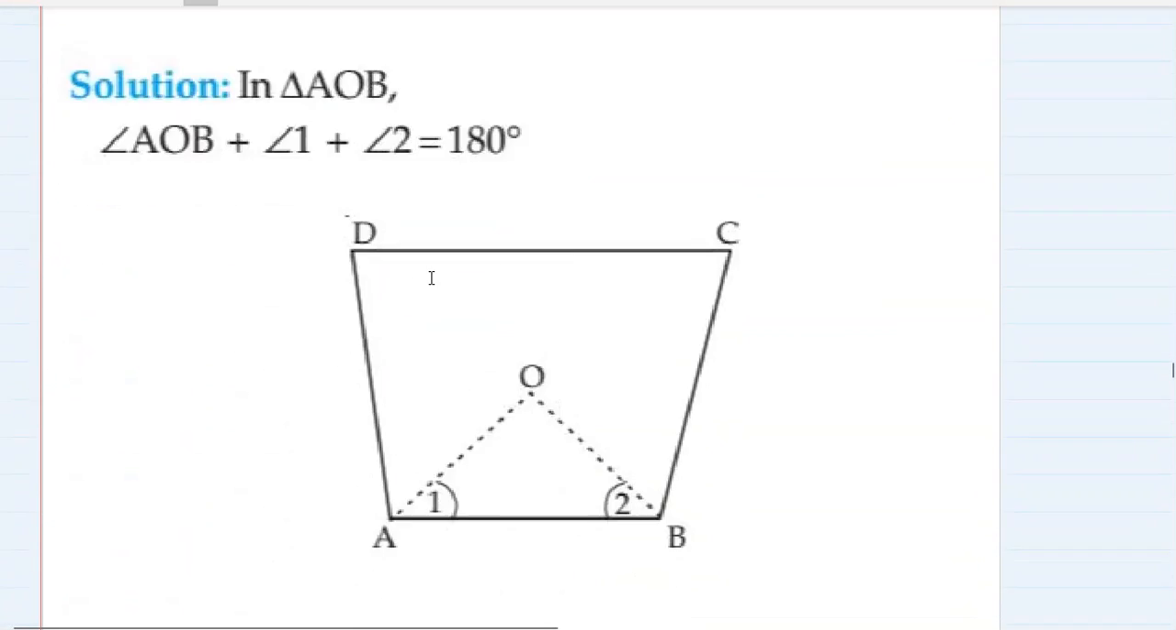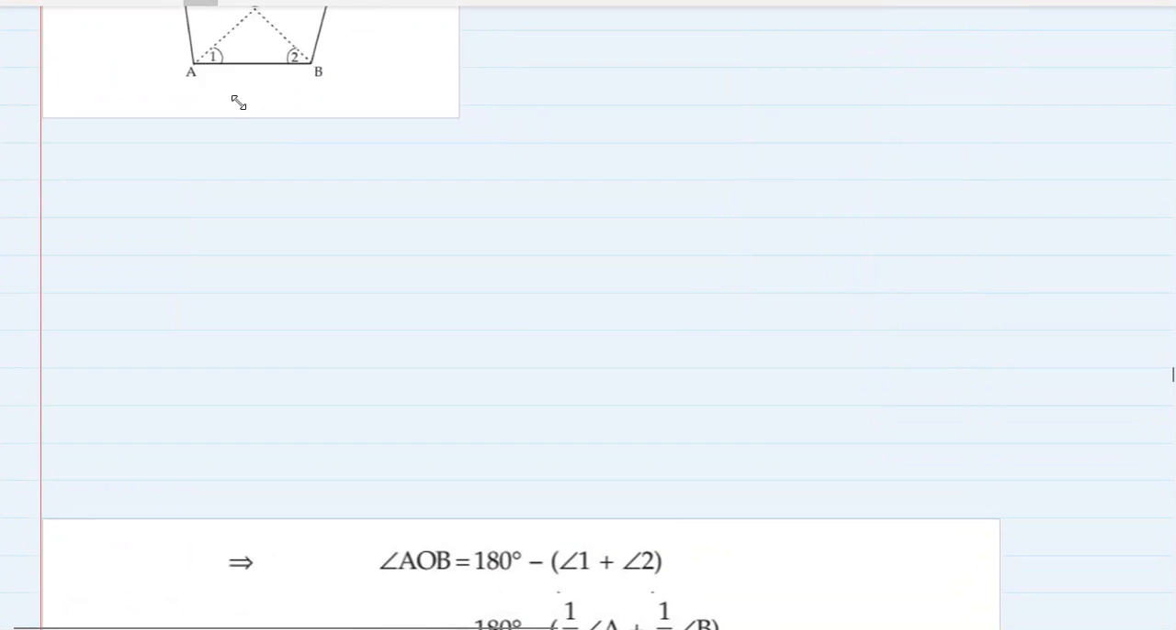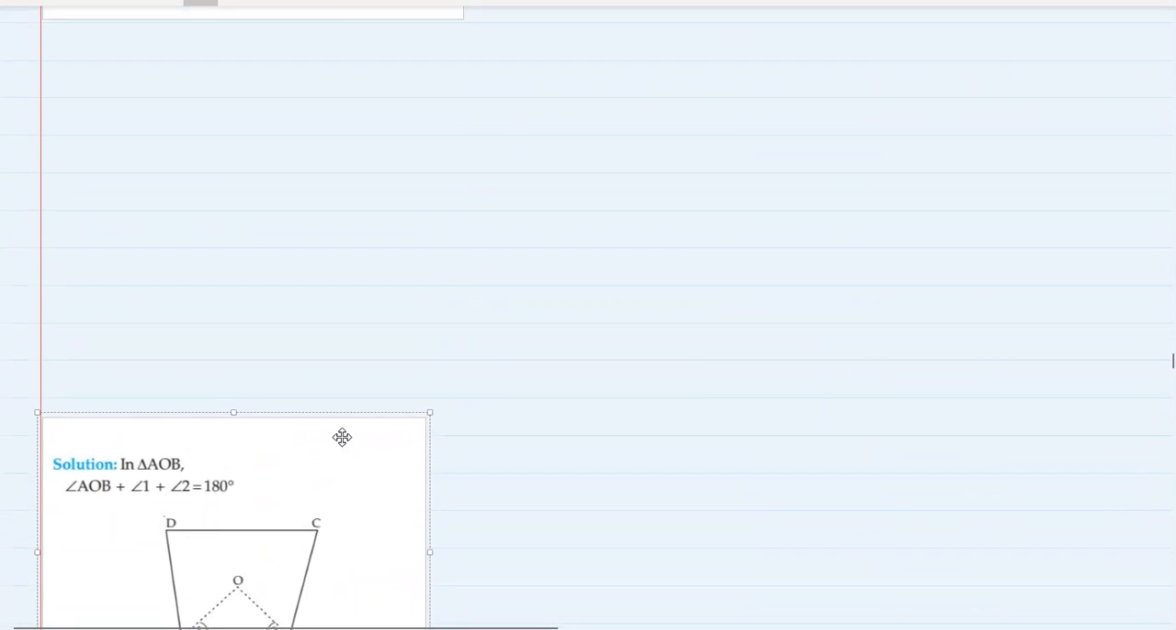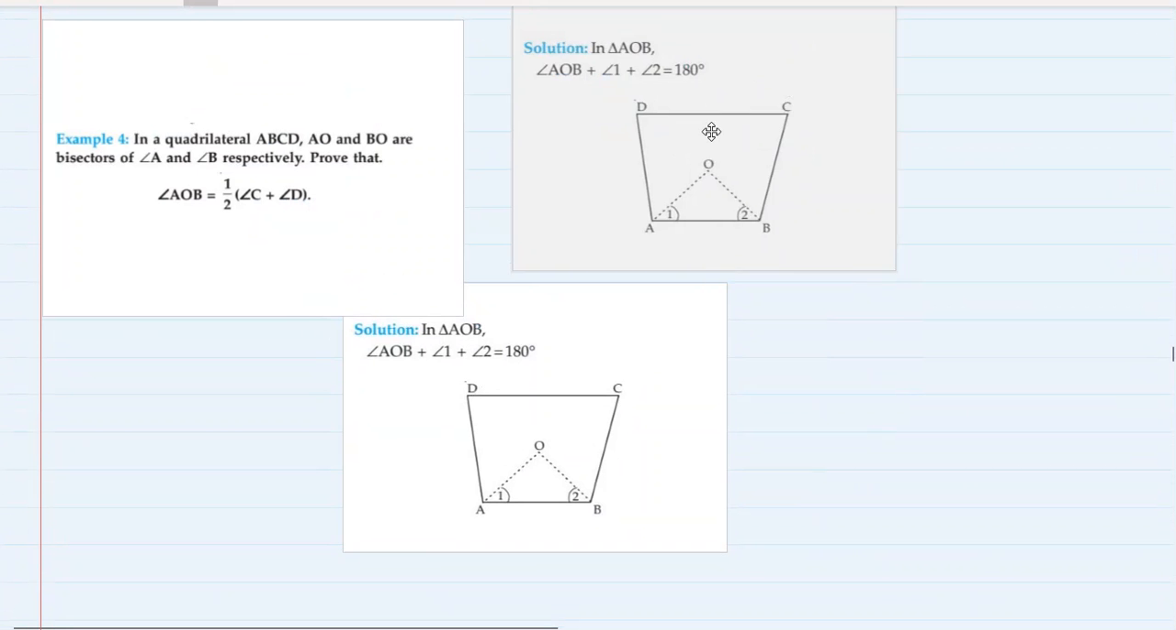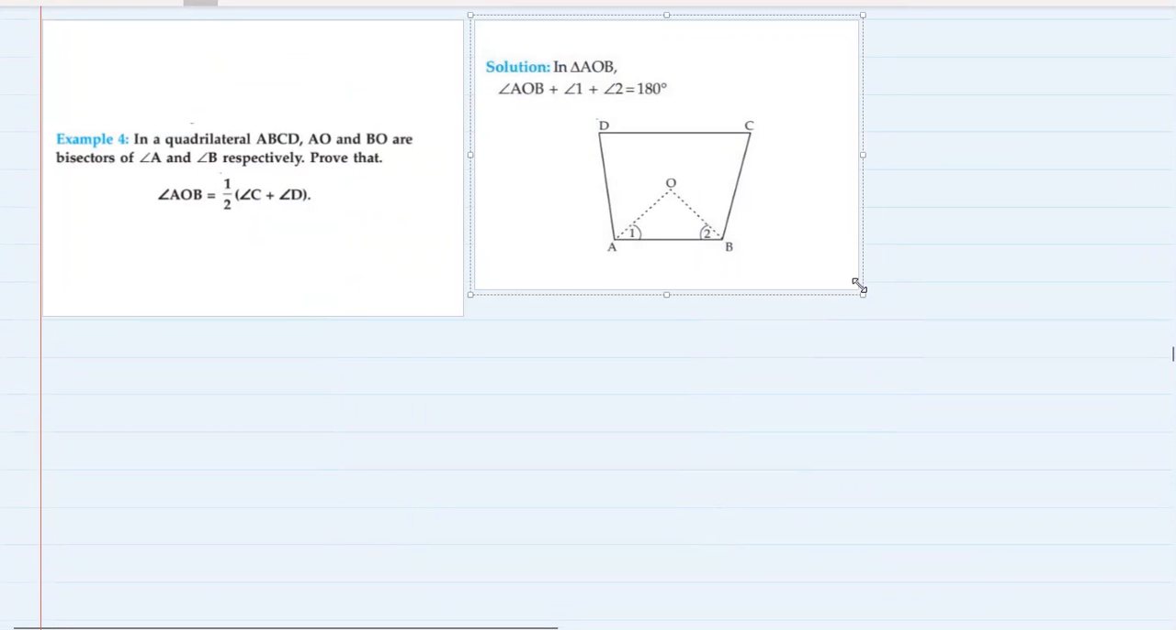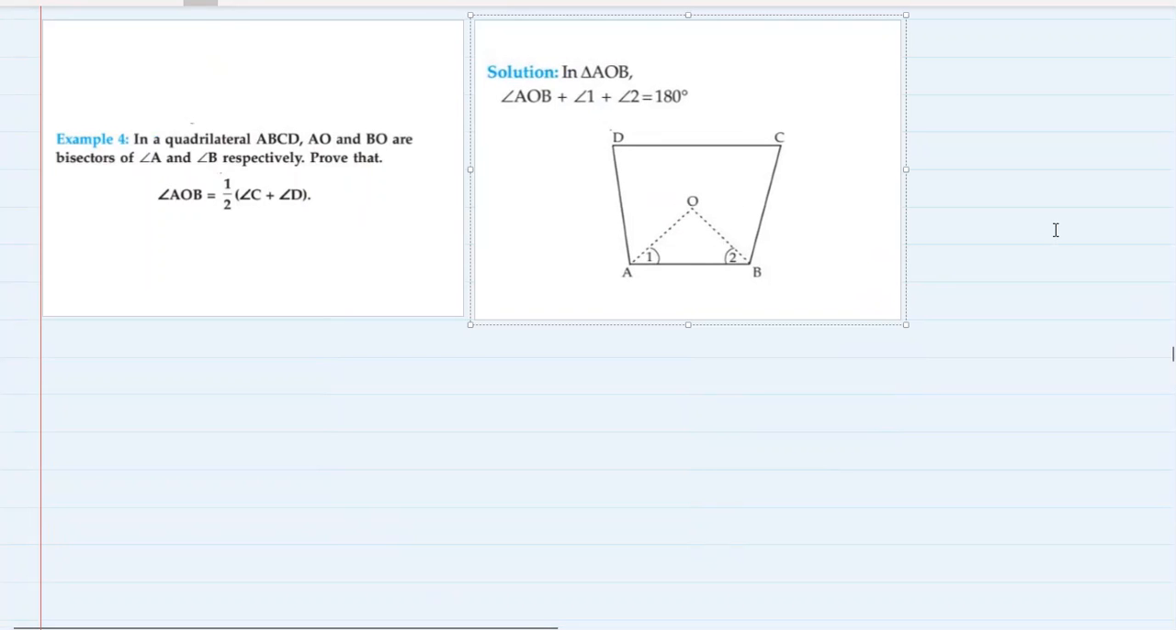Okay, this is interesting. Let's get the diagram. Okay, so what does it say? In quadrilateral ABCD, AO and BO are bisectors of angle A and B respectively. Prove that angle AOB is equal to half of angle C plus angle D. Okay, great, we can do that.